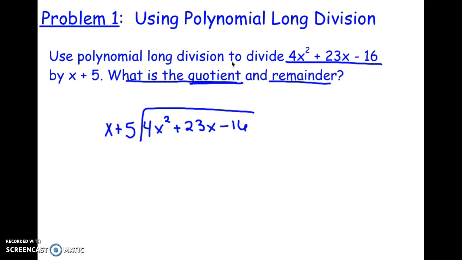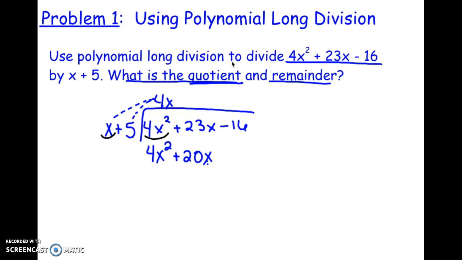So when we look at these, we look only at the first term. I think, what do I have to multiply x by to make it exactly 4x squared? Well, I would need to multiply by a 4x. And then I distribute that to both of these. 4x times x is 4x squared. 4x times 5 is a positive 20x. And notice how I have my x's lined up and my x squareds lined up.